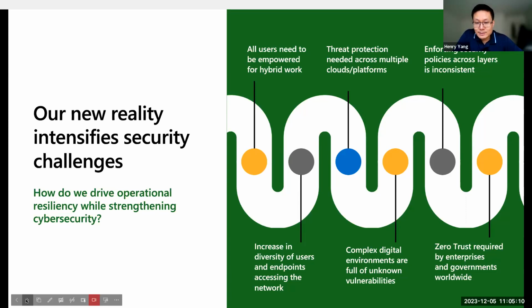And this has generated a complex digital environment full of unknown vulnerabilities. These vulnerabilities can be a threat from the technical side or from the personal side, and also zero trust is required by enterprises and governments worldwide as well. So you may hear the zero trust principles or concept not only from this year, but it's been evolving for quite a few years already. Next slide, please, David.